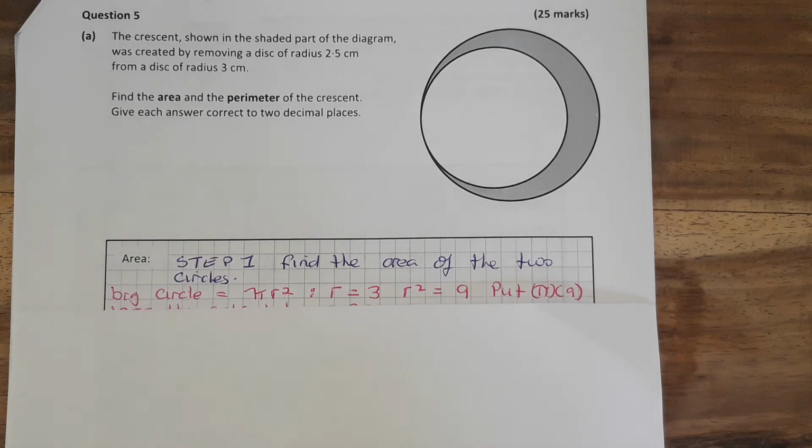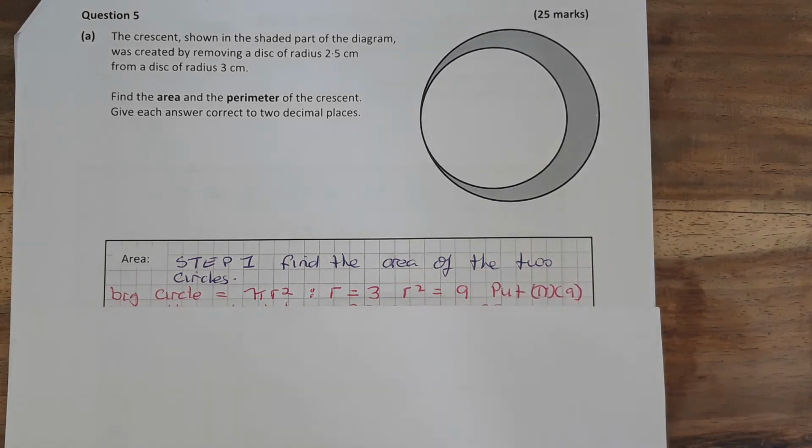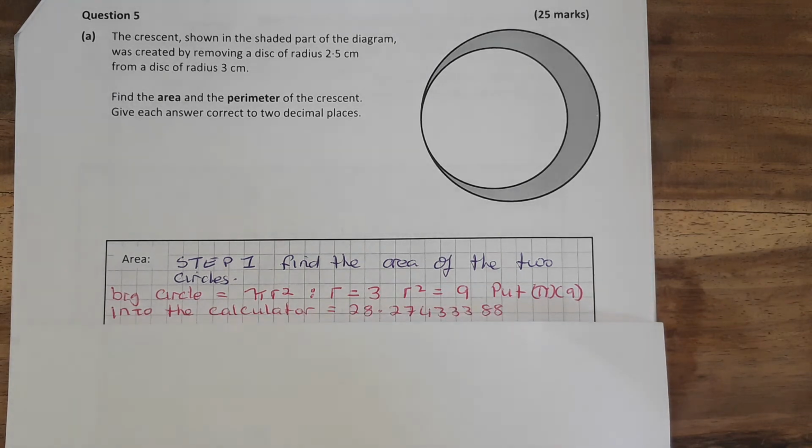So we're not going to substitute a value for pi. We're just going to leave it as it is. So put pi by 9 into your calculator, put them both in brackets. So bracket pi, bracket 9 into your calculator, and you get 28.274333888.